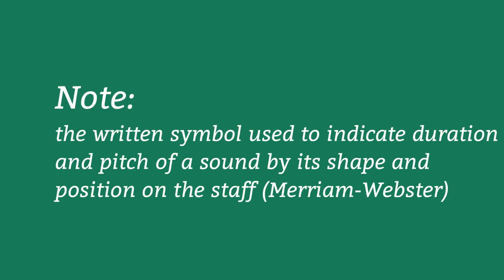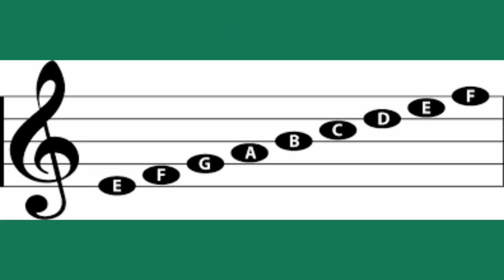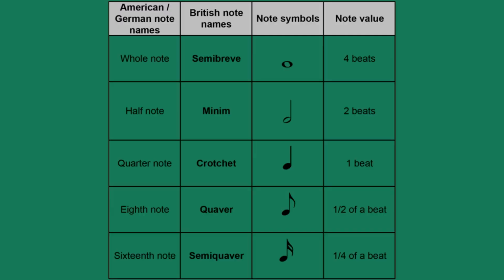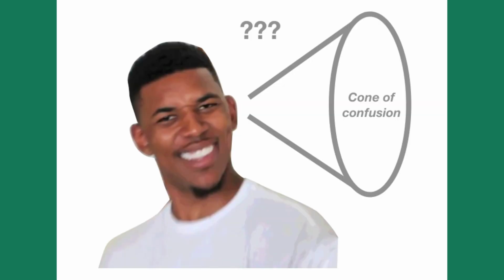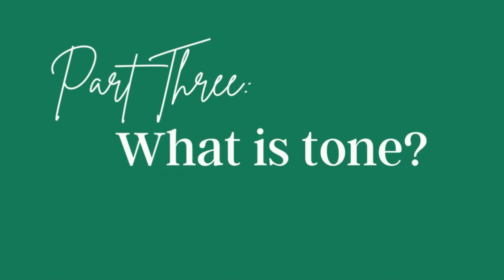A note is the written symbol used to indicate duration and pitch of a sound by its shape and position on the staff. This is a staff, by the way. So where a pitch refers to the sound, a note refers to this plus how short or long that sound should be, indicated by what Western music calls whole notes, half notes, quarter notes, and so on. Or if you're in the UK, semibreves, minims, and crotchets. Which brings up another problem we're going to talk about in just a second. So while it's not incorrect to tell someone to sing a note, technically, you're asking for something more specific than just a pitch. So what then is a tone?